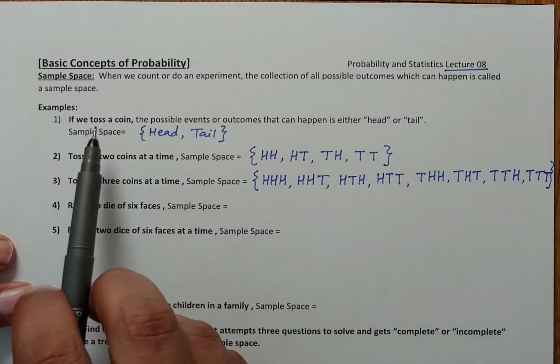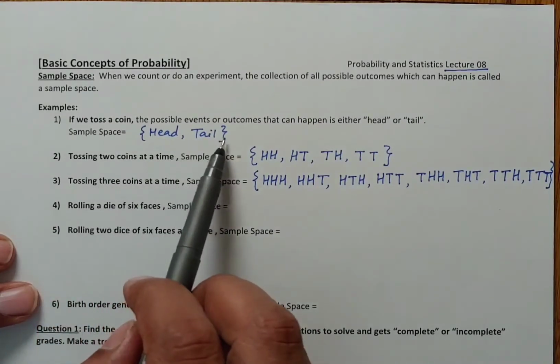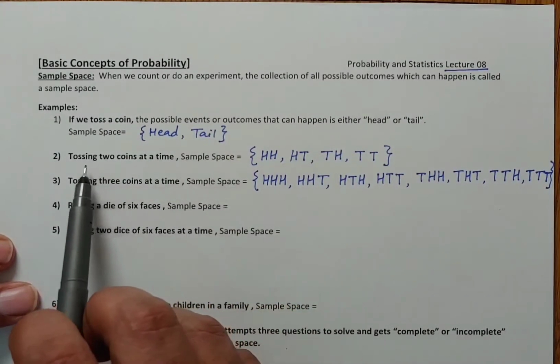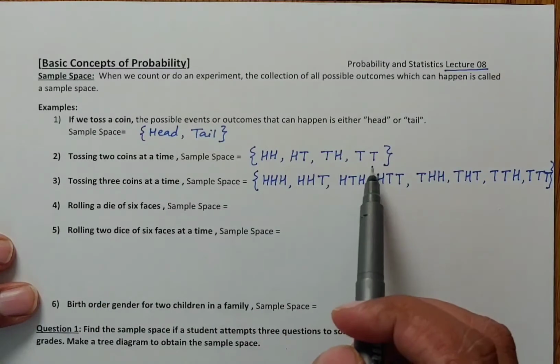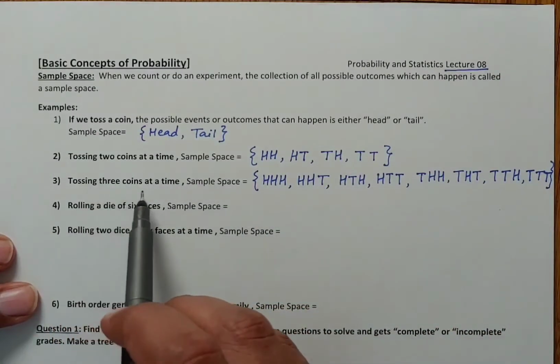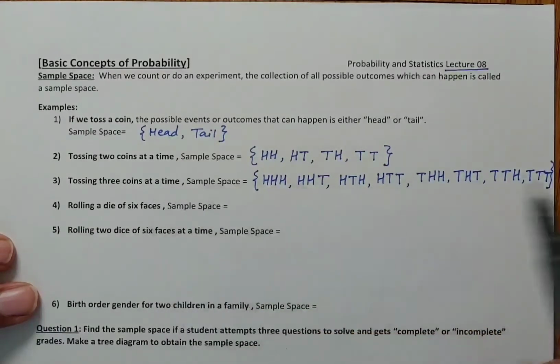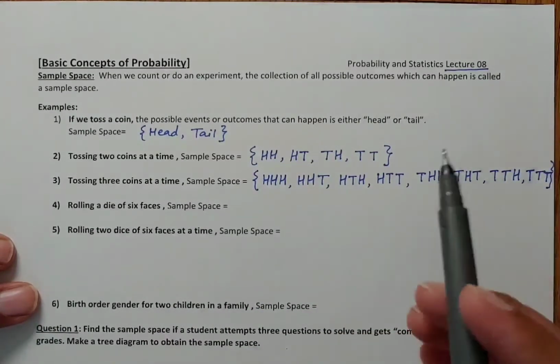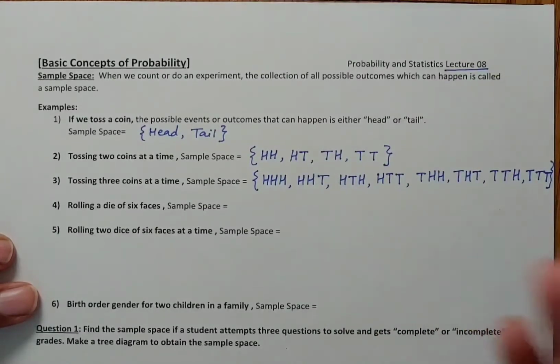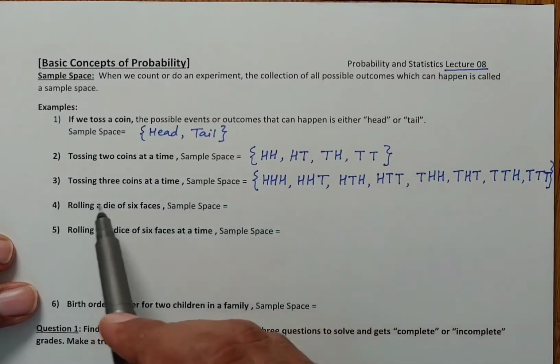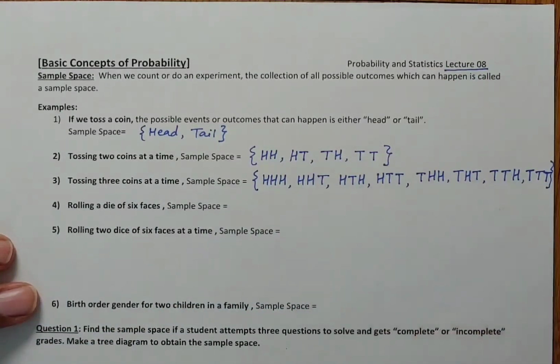Okay, so when you toss a single coin, you get 2 possible outcomes. When you toss 2 coins at a time, you get 4 possible outcomes. And when you toss 3 coins at a time, you get 8 possible outcomes. Similarly, we can have tossing 4 coins and 5 coins, and we will get a higher number of outcomes. For these examples we don't discuss 4 or 5 coins.